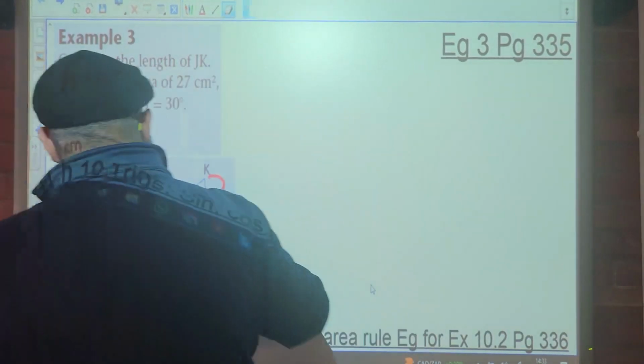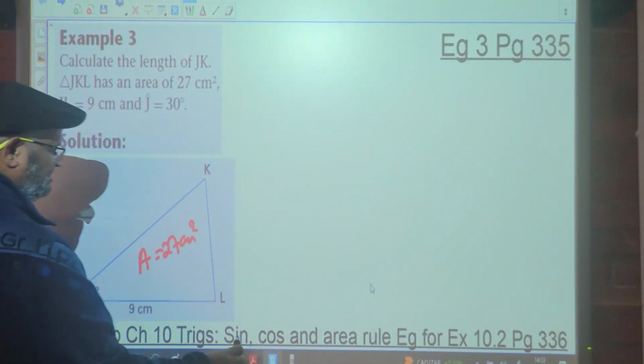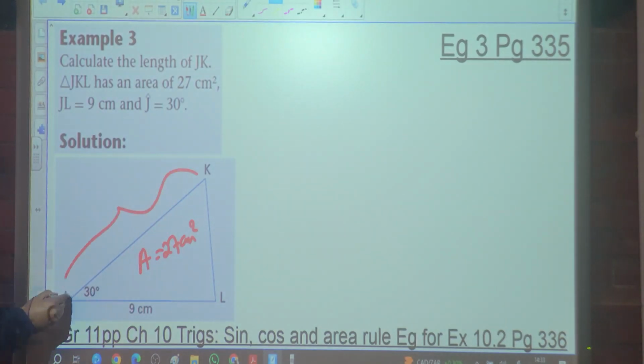Oh, I marked the wrong one. I marked KL. Hey, Kuala Lumpur. Right. We must calculate KJ or JK. That's what we must calculate.